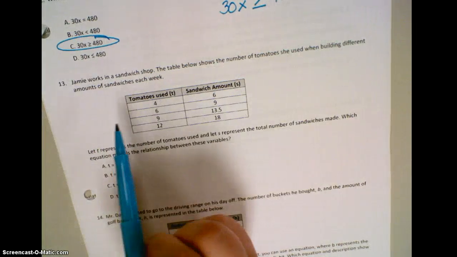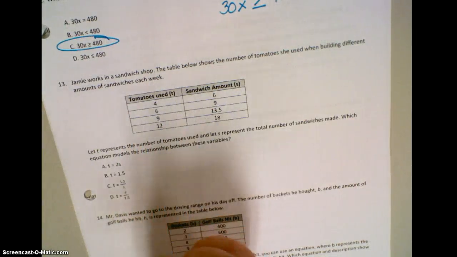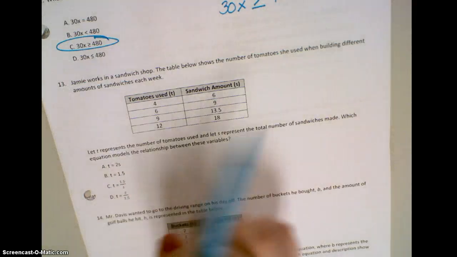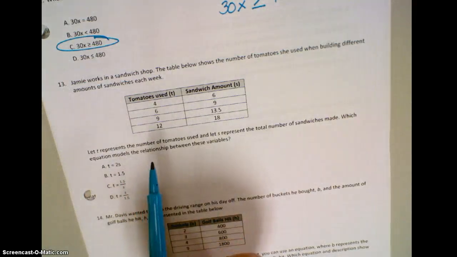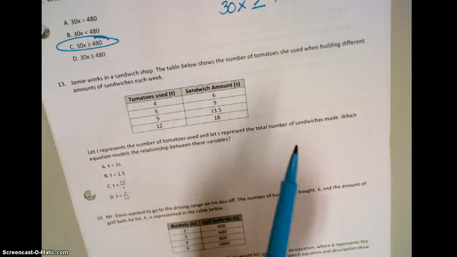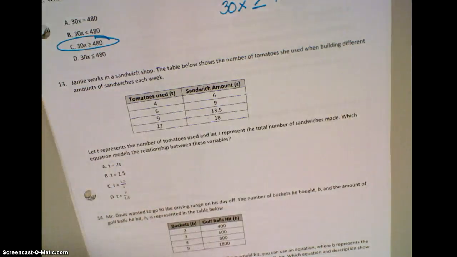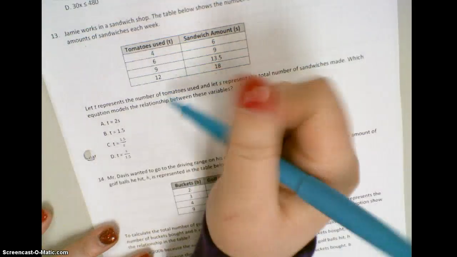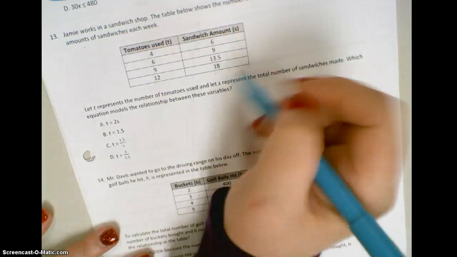Number 13. Jamie works at a sandwich shop. The table below shows the number of tomatoes she used when building different amounts of sandwiches per week. Let T represent the number of tomatoes she used, and let S represent the total number of sandwiches made. Which equation models the relationship between these variables? So to solve this one, I'm going to need to compare my tomatoes to my sandwich amount.